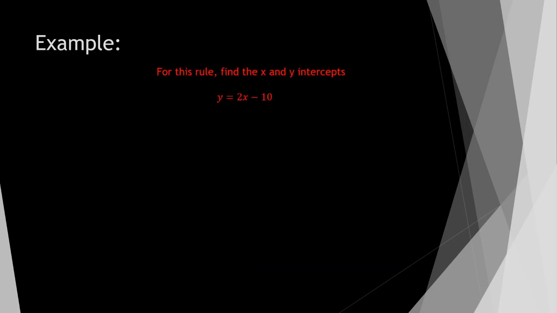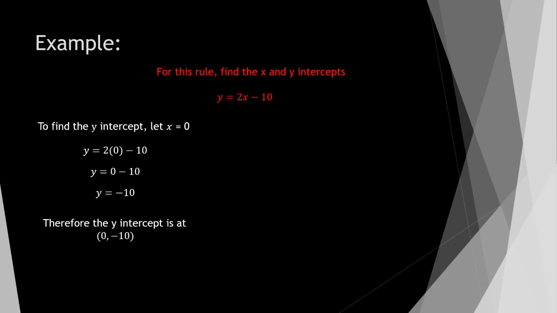Let's look at another example where y equals 2x minus 10. So to find the y-intercept, let x equal 0. So y equals 2 times 0 minus 10. y equals 0 minus 10, and y equals negative 10. This means that our y-intercept is x equals 0 and y equals negative 10. And that, in brackets, is our coordinate point for the y-intercept.